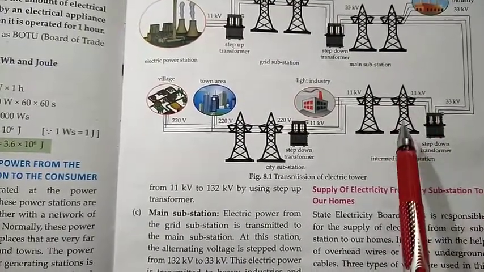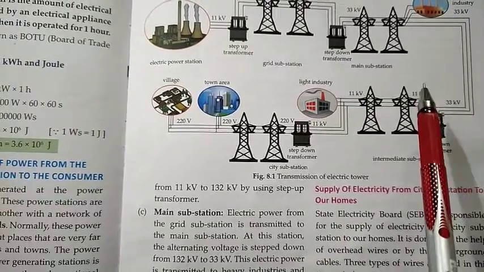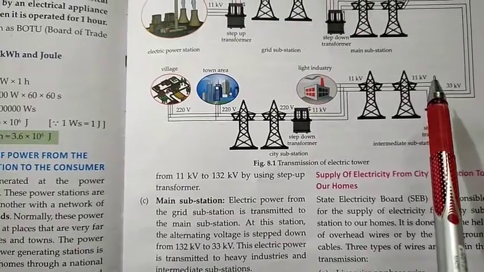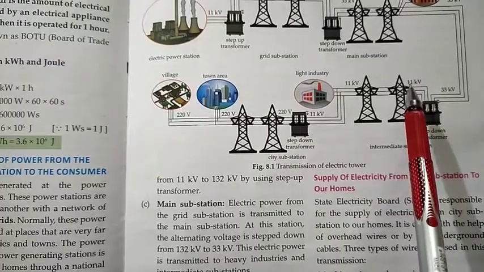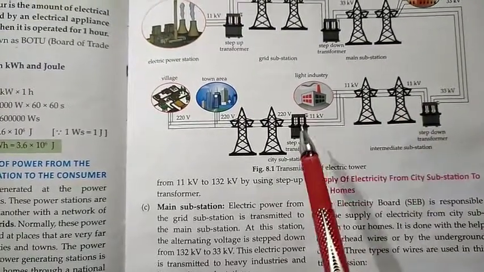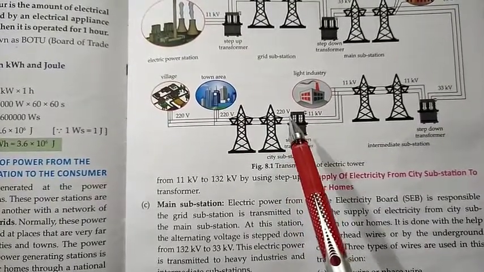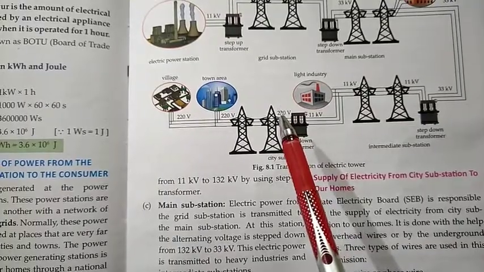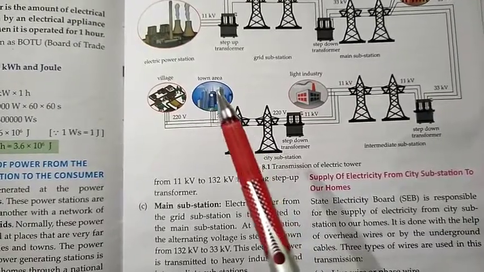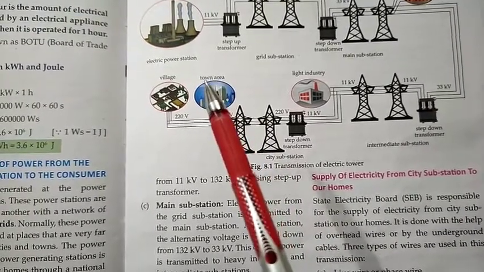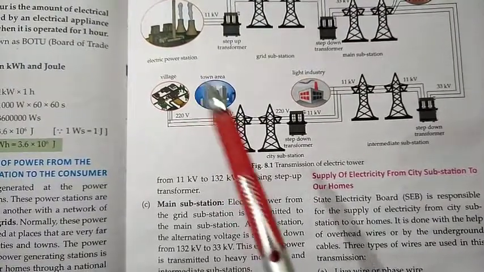And at intermediate substation, the voltage is further stepped down from 33 kilovolt to 11 kilovolt by using step-down transformer, and this electric power is transmitted to light industries or small industries and city substations. And at the city substation, the alternating voltage of electric power is further stepped down from 11 kilovolt to 220 volt by using step-down transformer, and this 220 volt electric power enters our homes for daily consumption.